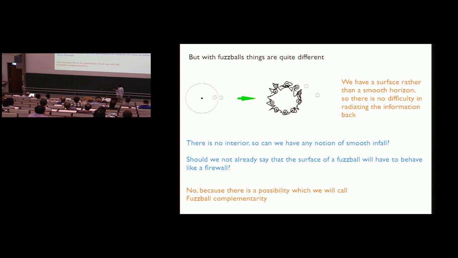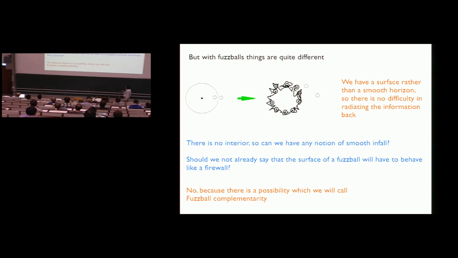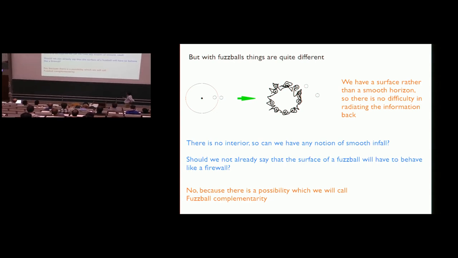So let's first also talk about what happens with fuzzballs. Now here things are quite different, because instead of having the black hole with pair production near the horizon, we actually have a surface here, which is radiated normally. So at least one part of it is not a problem for us. The fact that the thing scatters back out, well, that's already obvious with fuzzballs. We have actually seen it happening explicitly in the various explicit models we had and so on. Okay? So we don't have any problem there, but can we have any notion of smooth infall? What about the other part? Can we fall in smoothly?